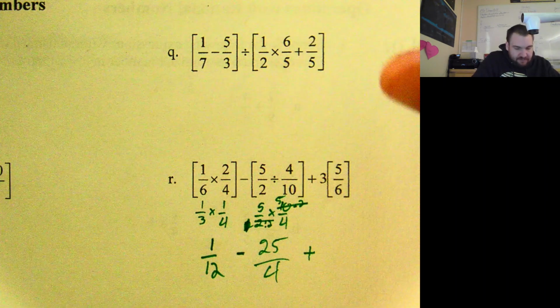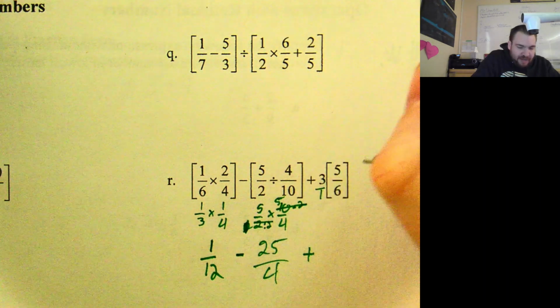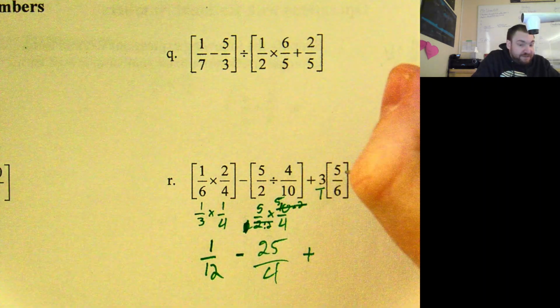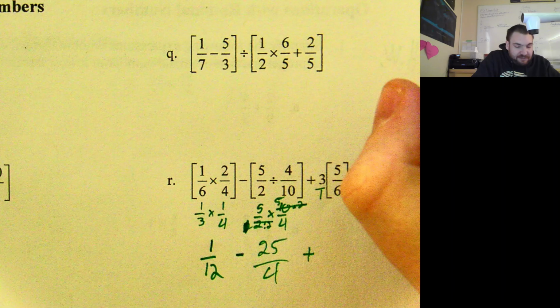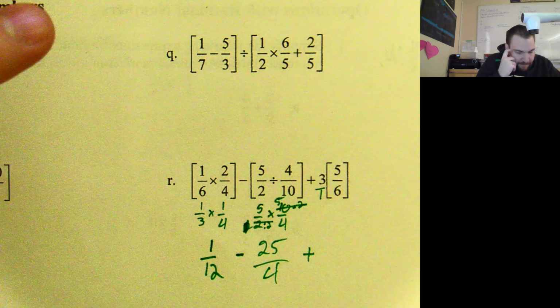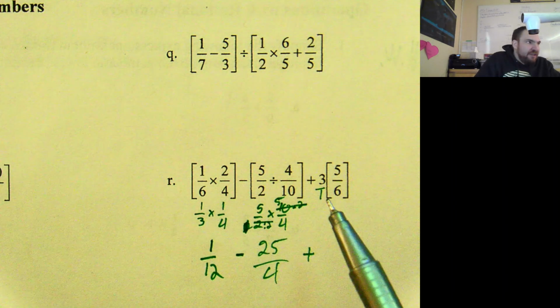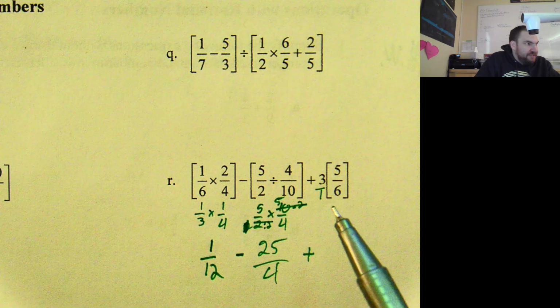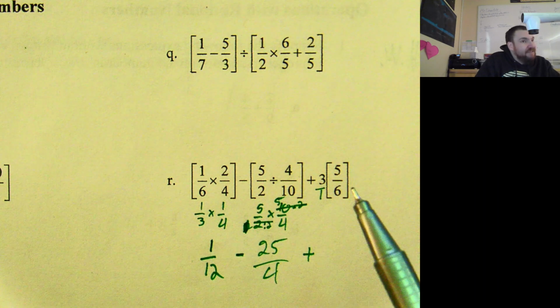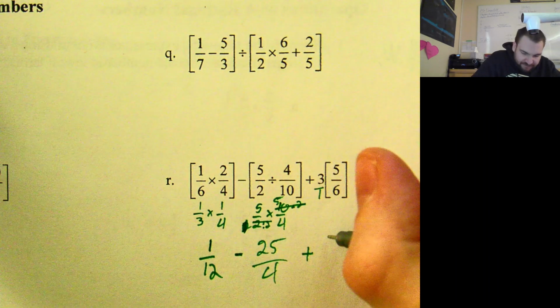15/6. Because that's just 3/1. So then I multiply 3 times 5, which is 15, and 1 times 6, which is 6. This is different than 3 and 5/6. Not the same thing. This is 3 times 5/6. So it's going to be 15/6.